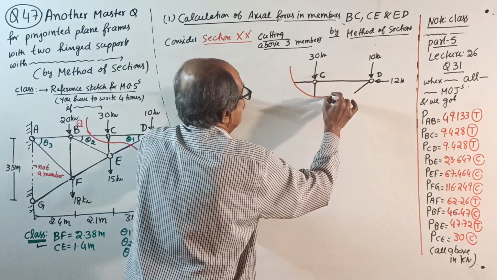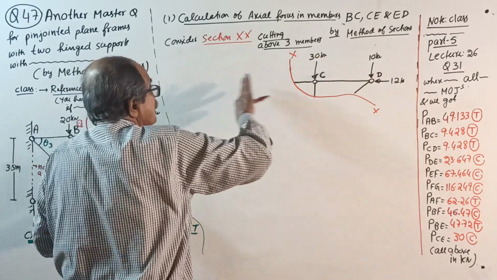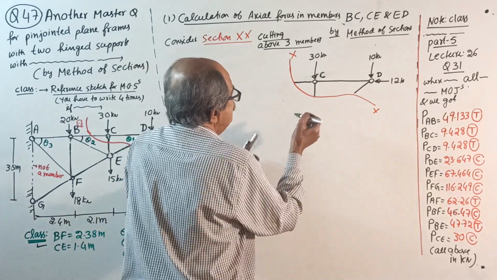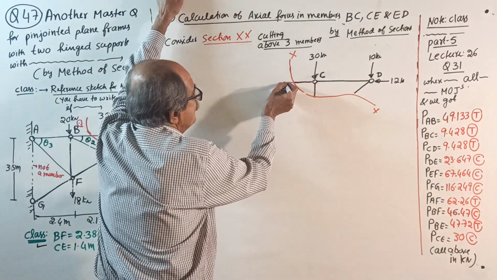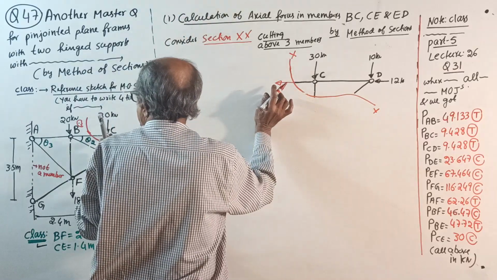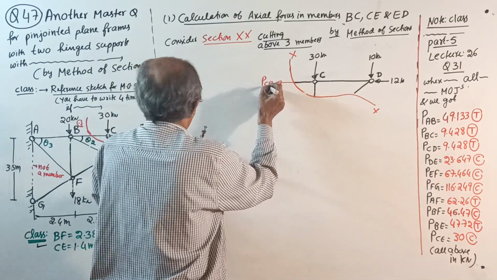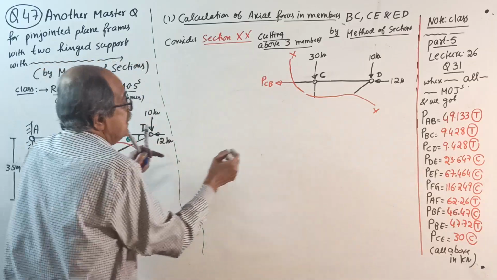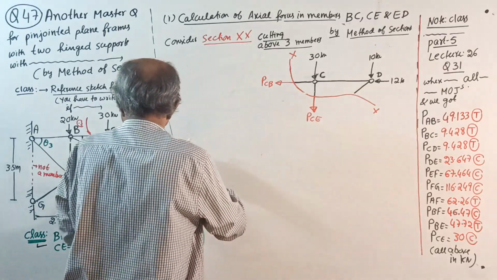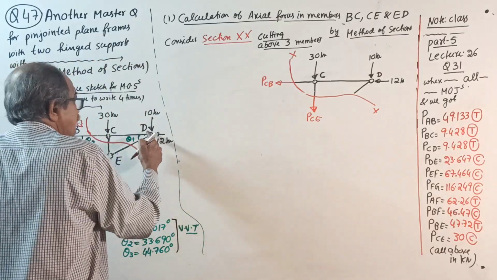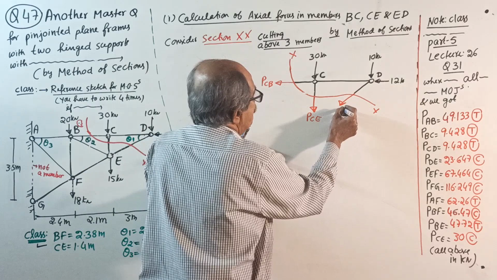Same way, XX. That side, you write everything. Now mark the forces. For cut members, always mark outwards. Force for which member? C to B. You name it PCB. This is PCE, showing going away from the joint. This is PDE, from D towards E.